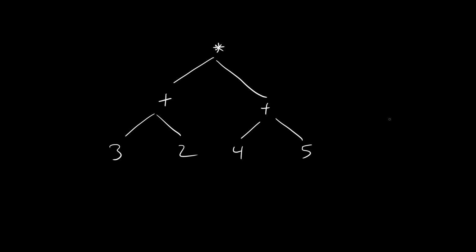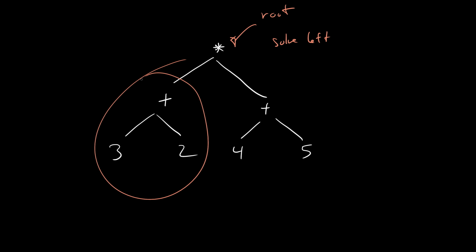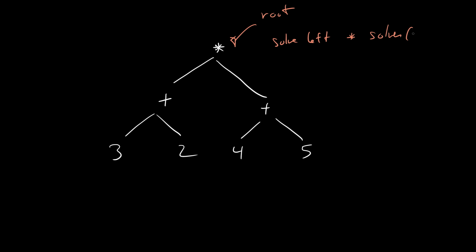So let me show you visually how that works. First of all, imagine I'm on this node right now. I'm on the root node. Then all I want to do is solve my left part, which is this part, right? And because I see a multiplication, I'm going to multiply by the right part. So I'm also going to solve the right part. Something like this, conceptually.